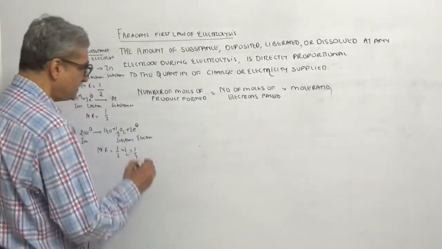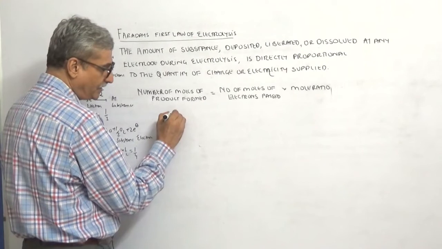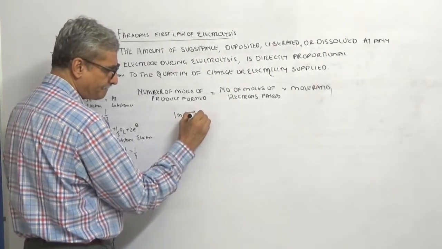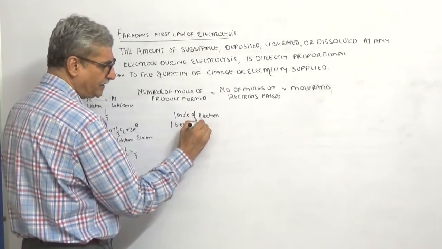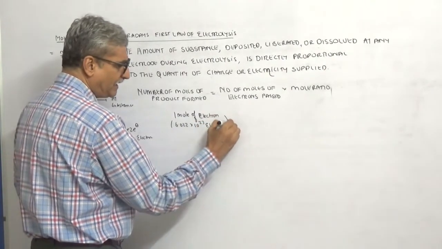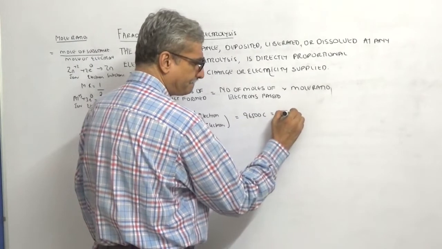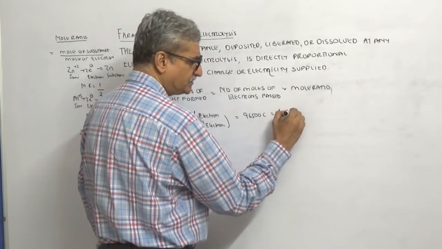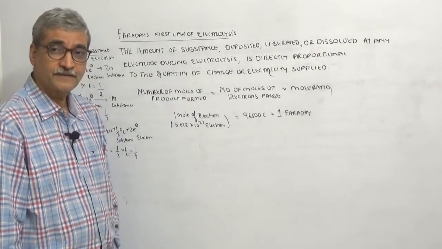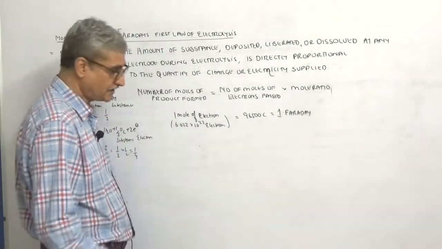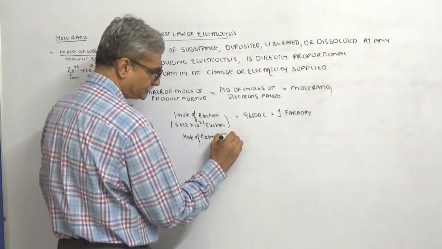Now, step 2. Here we have solved one, now we are going to solve the other one. How do we get the moles of electron passed? One mole of electron, which means 6.022 into 10 raised to 23 electrons, has a charge of 96,500 coulomb. This is called 1 Faraday. But how much is the moles of electron passed? It is clear. So moles of electron passed will be equal to what?